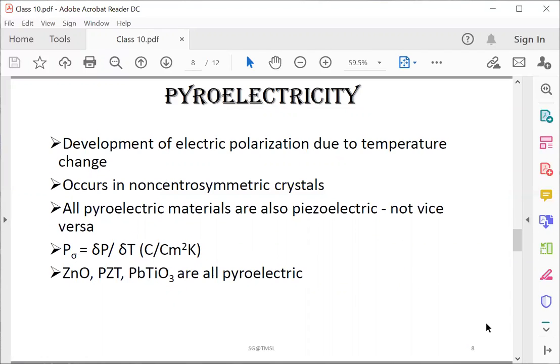Okay, so next is pyroelectricity. The effect is basically the development of electric polarization due to temperature change. That means if you change the temperature of that particular body, crystal or material, the electric polarization dipole realignment will happen inside that crystal. As a result, you will have some charge at the surface, which is the pyroelectricity effect.